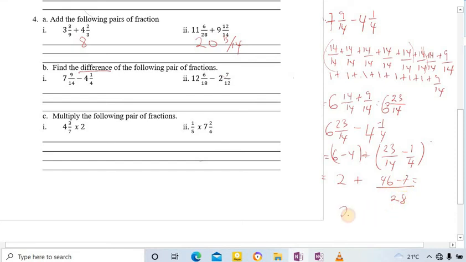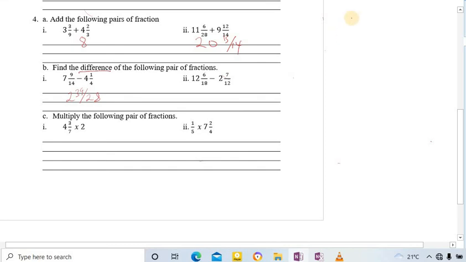So that would be 2 plus 39 all over 28, equals 2 whole number 39 all over 28. So that's how we are supposed to solve it. Now let's solve the next question as well.